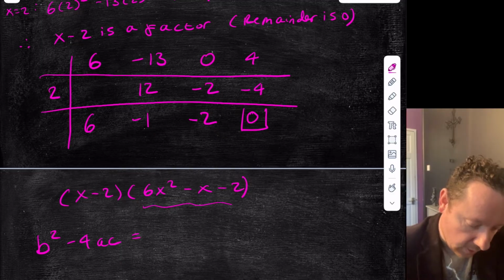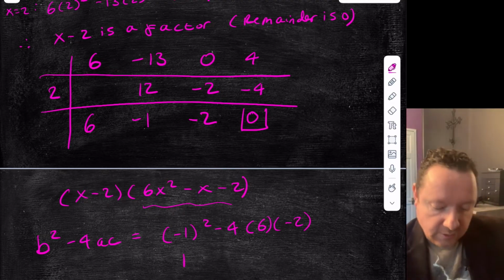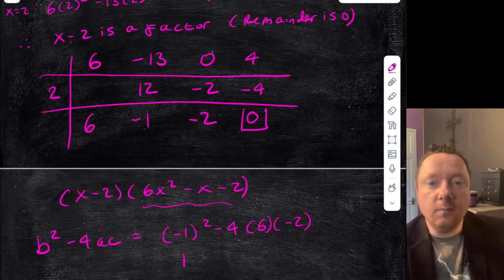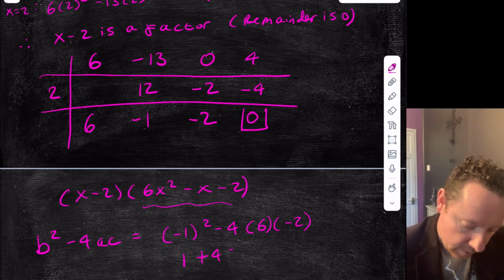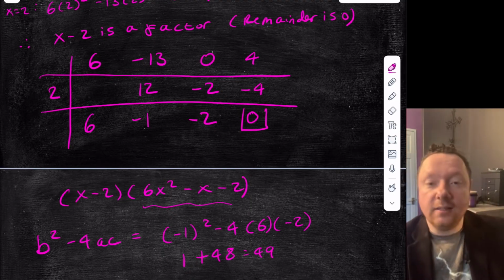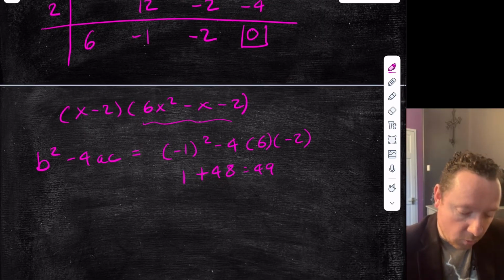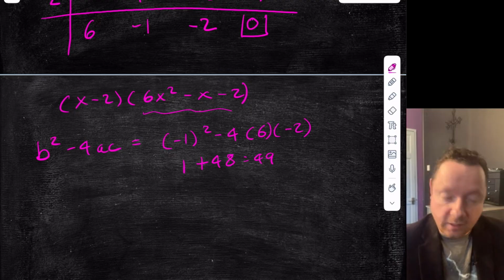So that gives us minus 1 squared minus 4 times 6 times minus 2, that is 1. 4 6's are 24, 24 times 2 is 48. That's 49, so it's factorizable because that's a perfect square. So it's just a little quick check before you jump into it, and it also tells you if it's negative or not a perfect square, it's not factorizable.